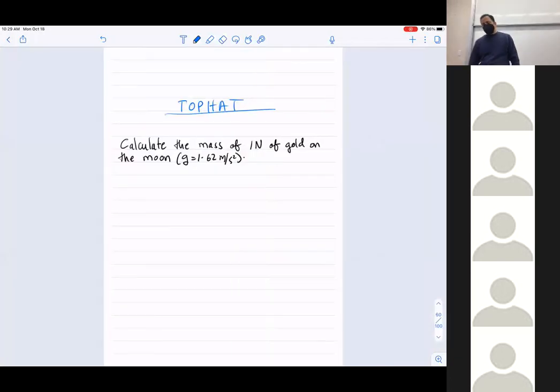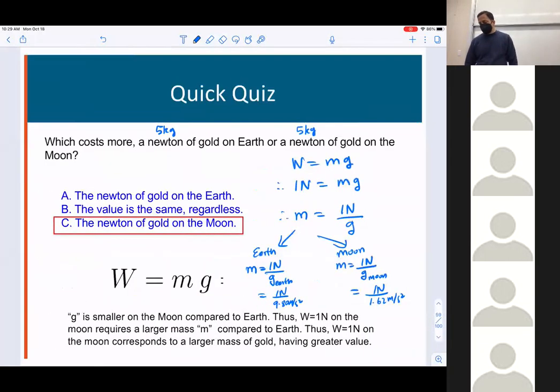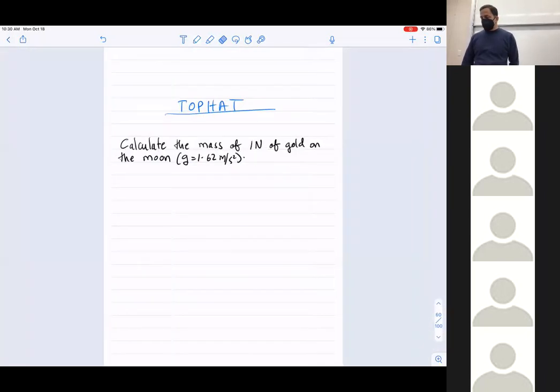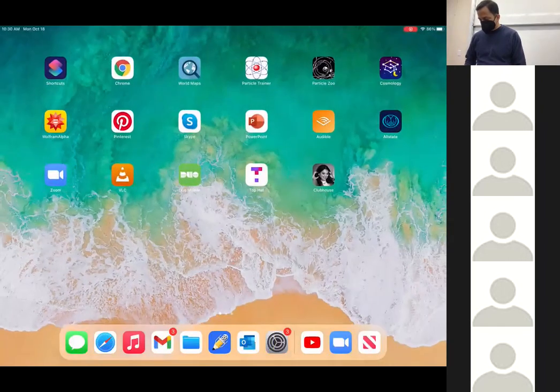Okay. Here's another Top Hat question. This is sort of a numerical question, so get out your calculators. We'll go to Top Hat in a second. It says calculate. We just answered this question, and we found that 1 Newton of gold on the moon costs more than 1 Newton of gold on the Earth, and that's because 1 Newton of gold on the moon has a larger mass than 1 Newton of gold on the Earth. And so let's actually calculate what the masses will be. So calculate the mass of 1 Newton of gold on the moon. And then the next question after that will be calculate the mass of 1 Newton of gold on the Earth. So for now, let's do it for the moon. I'm going to go to Top Hat here.